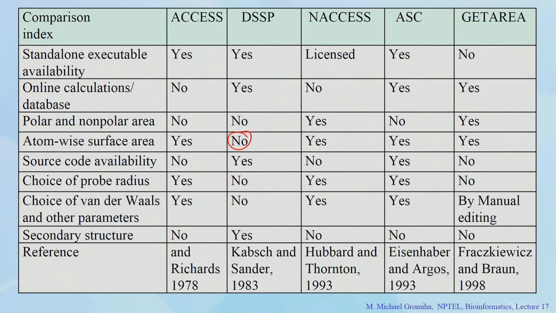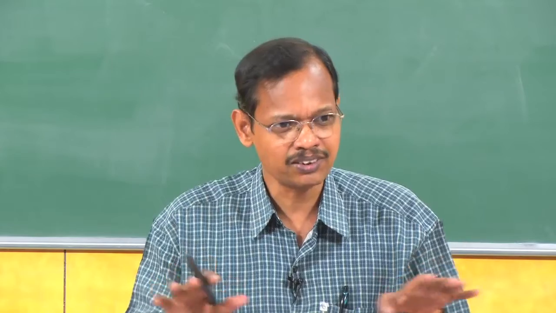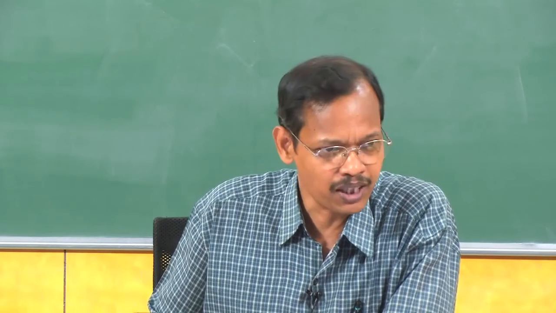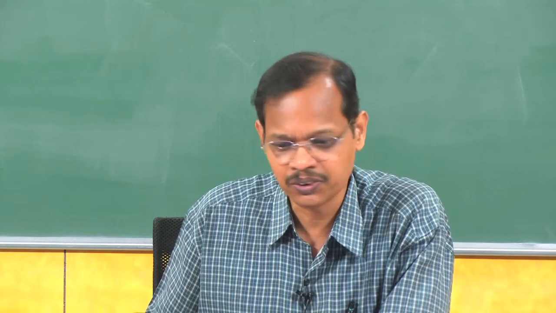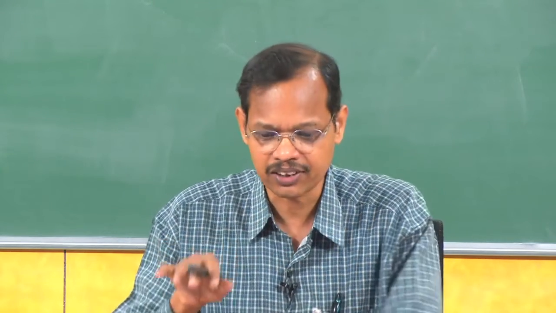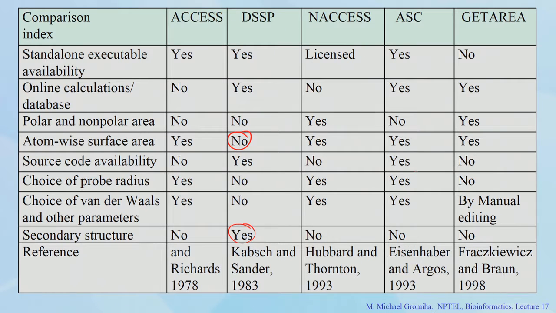If you look at DSSP, it will give you the ASA plus the secondary structure. This is the advantage of using DSSP: you can get the secondary structure and solvent accessibility simultaneously when you run the program. ASC is another program, but in this case you need to edit or manipulate the files depending upon your input files. You can change the probe radius and the van der Waals radius, and the source code is also available for free.